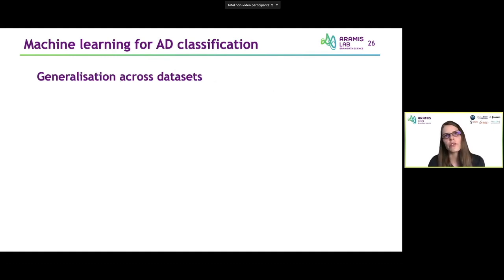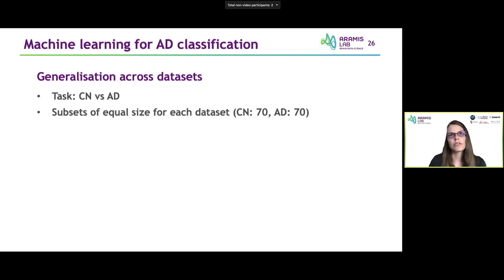Until now, we focused on ADNI, but we also want to know whether the results obtained generalize well across datasets. And so to do that, we are going to use images from 2 other studies, AIBL and OASIS. We focus on the task cognitively normal versus Alzheimer's disease and use 70 subjects per class for all datasets to have a fair comparison.